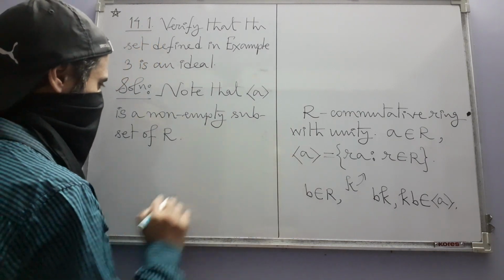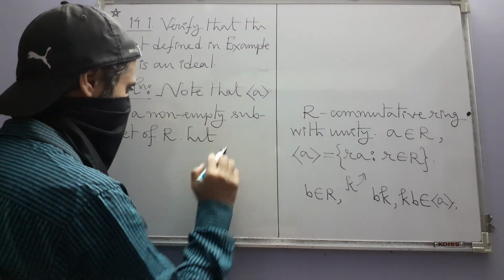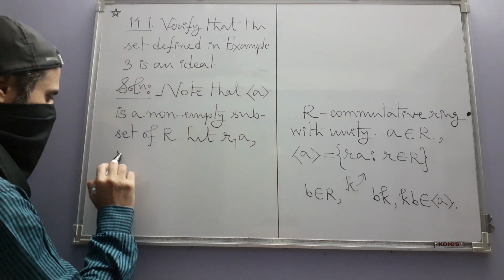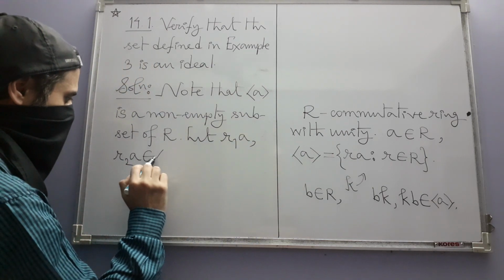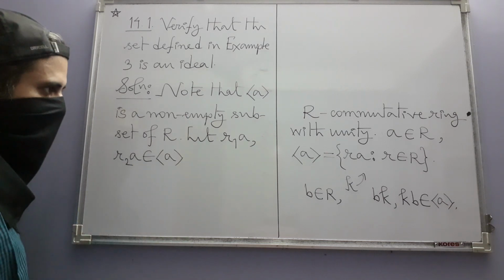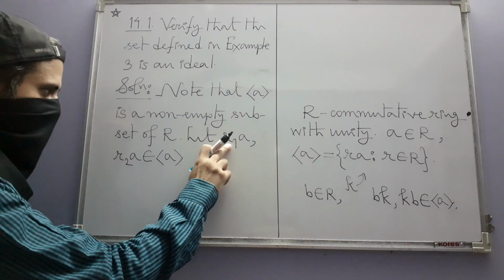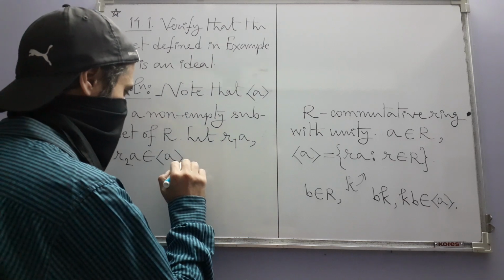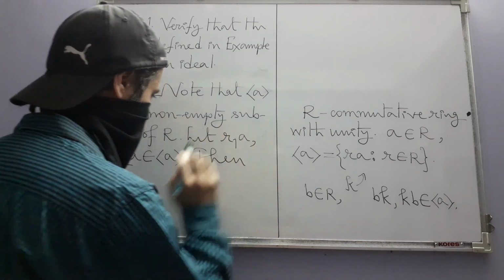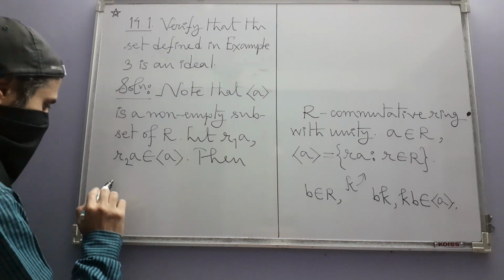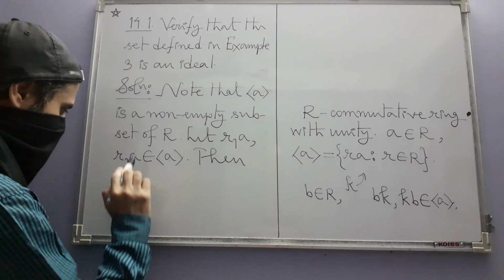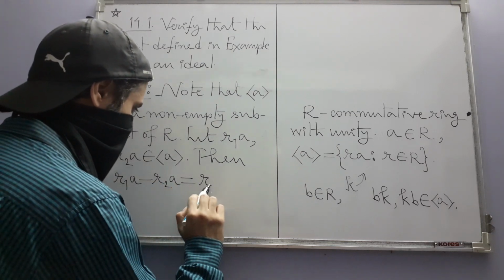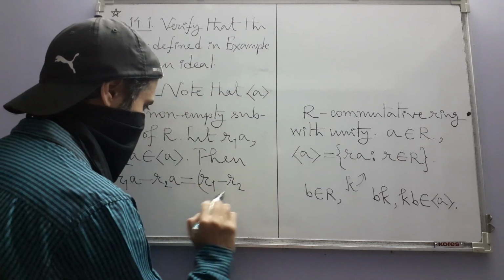So let's take two elements from here. Let R1A and R2A belong to this, where it is understood that R1 and R2 are some ring elements from R. Then, by elementary properties of any ring, R1A minus R2A is equal to (R1 minus R2) times A.